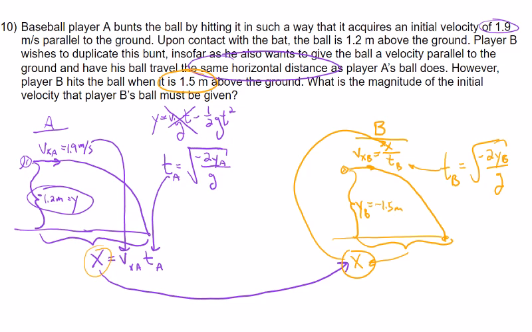You're finding time with these t equal to square root equations, and then you're finding velocities or displacements with the fact that Vx equals x over t. As long as you do that and realize this displacement is the same, you should be set. I hope this is a little bit of help on horizontal projectile problem number 10. Enjoy!